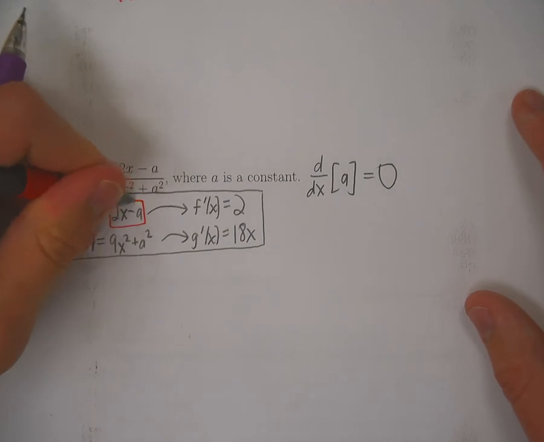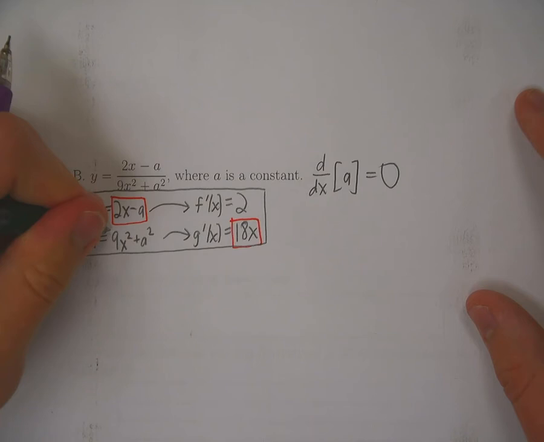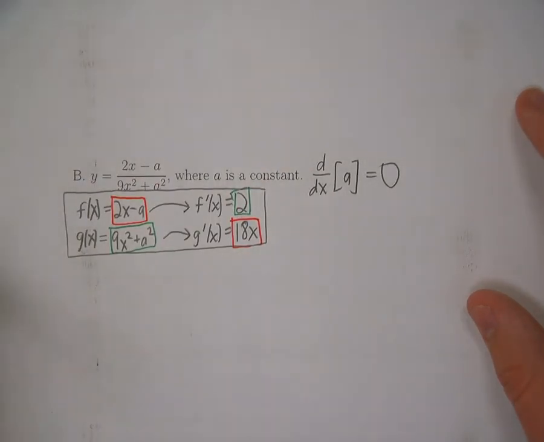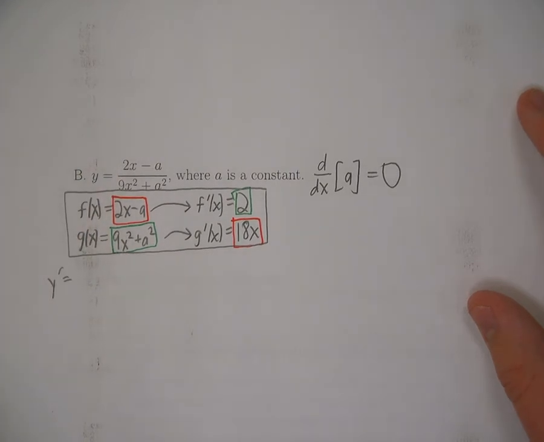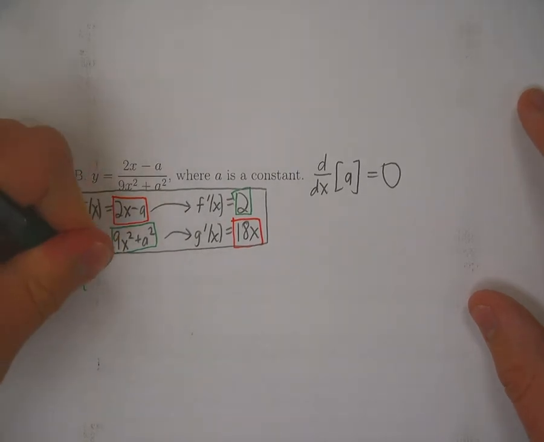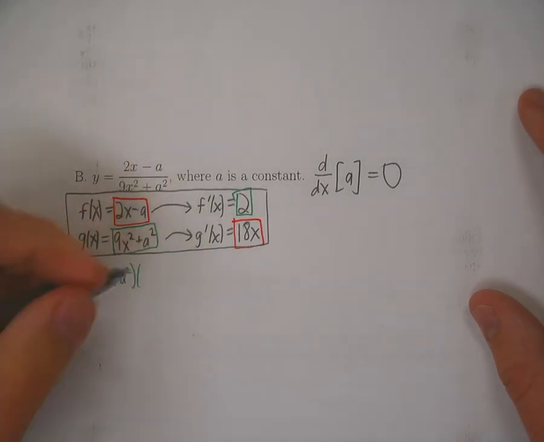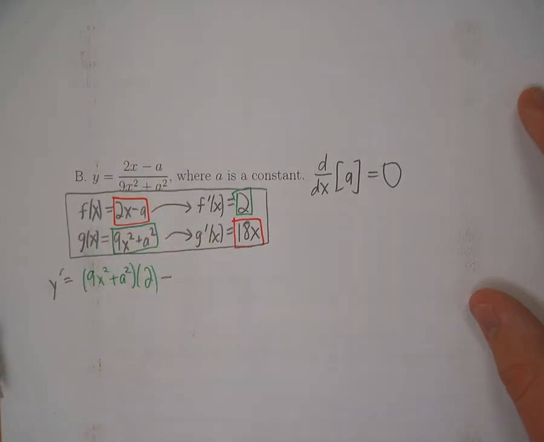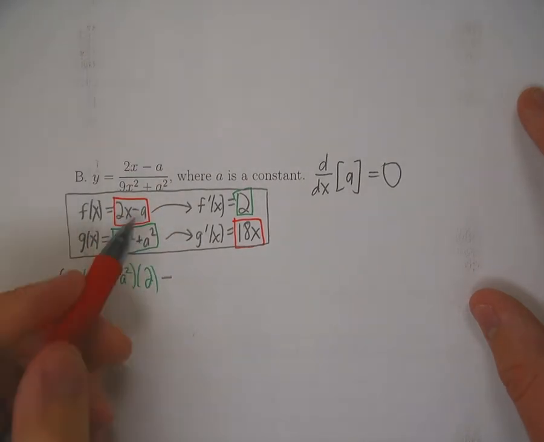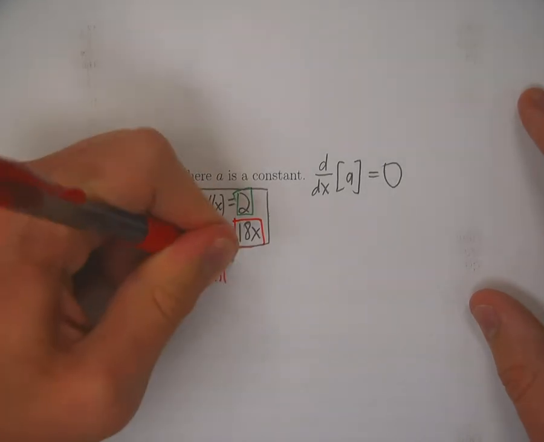Okay. All right, so now let's go ahead and color code our functions. So we have, these are red, these are green. So now we have y prime is then going to end up being low, 9x squared plus a squared, d high, so 2, minus high d low, so we have 2x minus a times 18x.